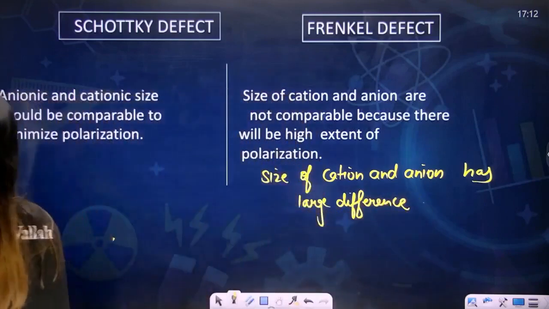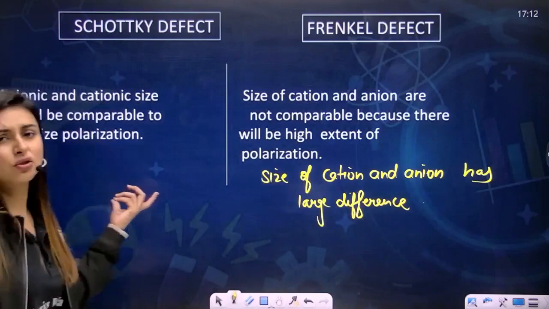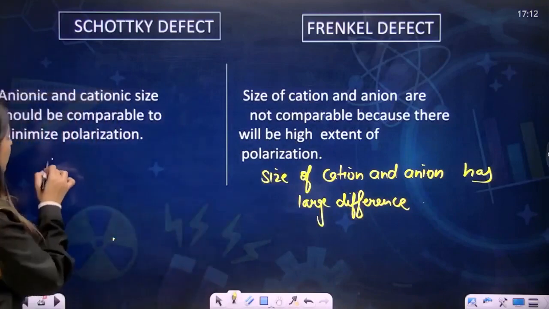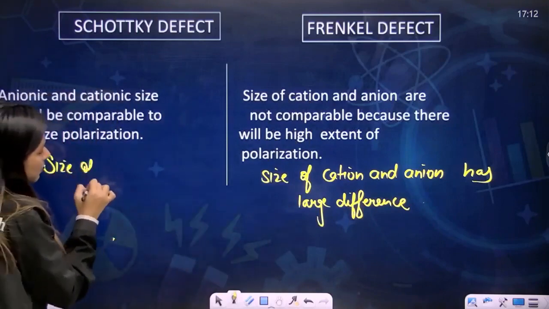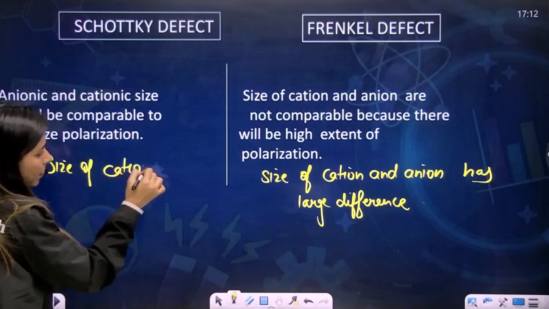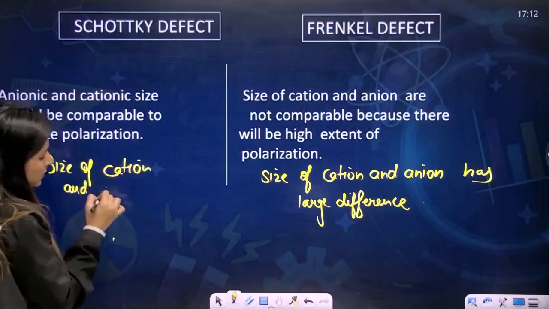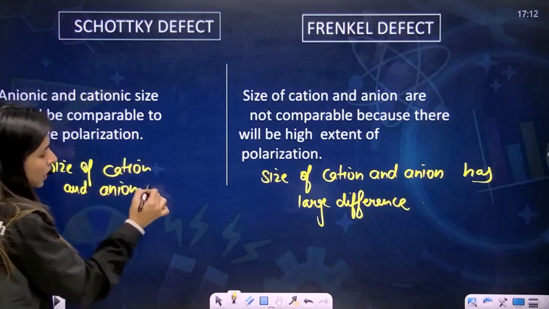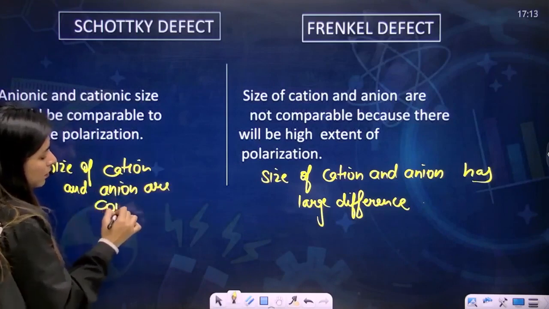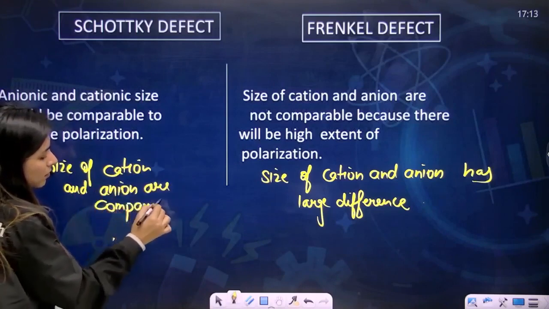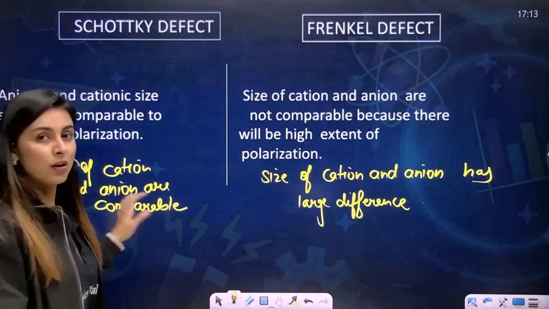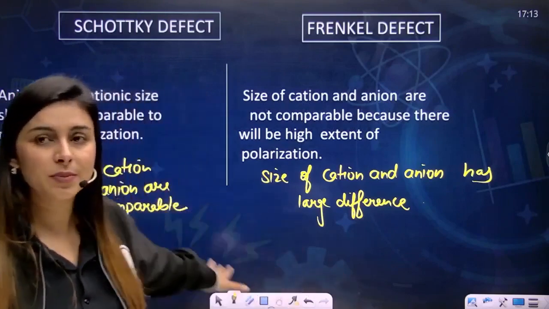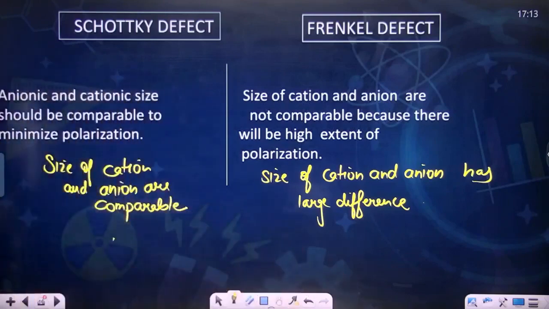And if you talk about the anionic and cationic sides here, my dear students, they are comparable. So the size of cations and anions are comparable. Okay, I hope it's clear. Perfect, my dear students. Please write it down and then we'll move forward.